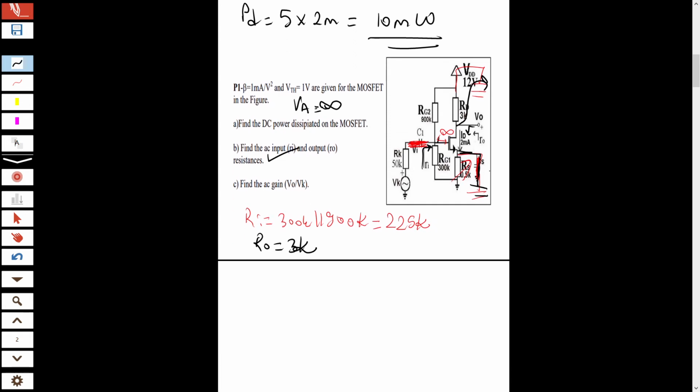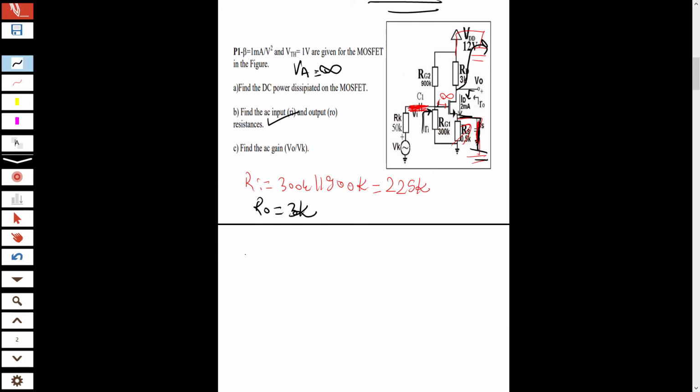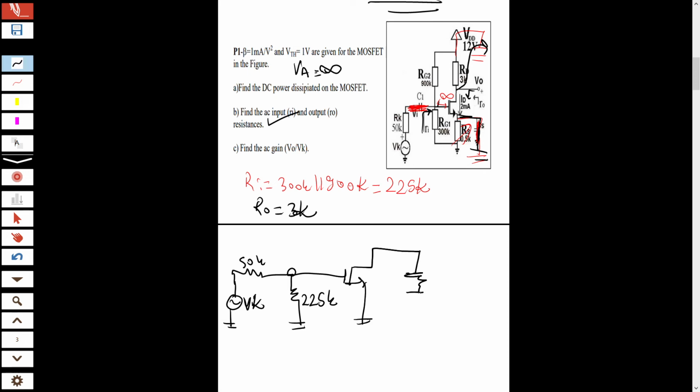Okay, let's draw AC equivalent of this circuit. Here Vk, here 50k Rk, here R input which is 225k, and my MOSFET comes. Here there is 3k RD resistance.